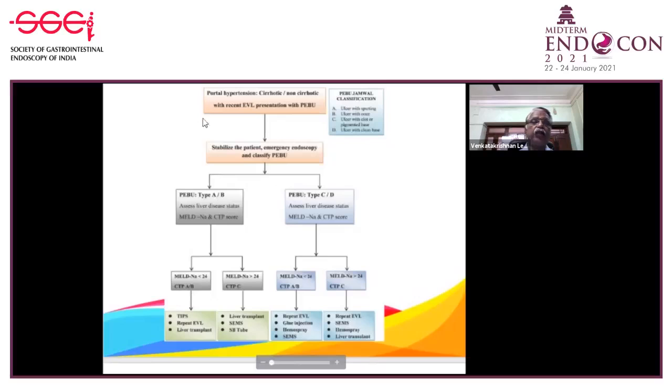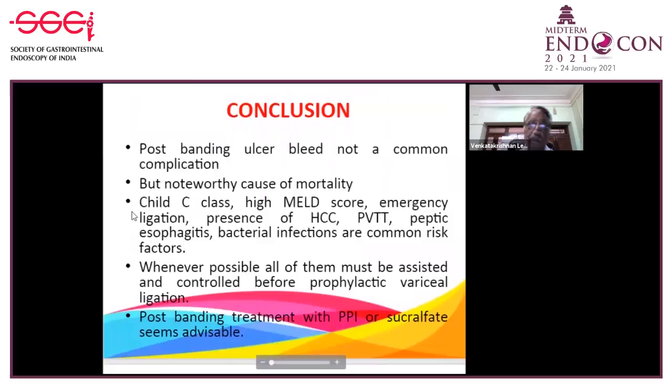So this is an algorithm which has been proposed by the ILBS group led by Professor Sarin and Kapil Jamwal's paper. Conclusion: post-banding ulcer bleed is not a common complication. It occurs anywhere between 3.6 to 11%. But it's a noteworthy cause of mortality, because the mortality is anywhere between 13.5 to 52% in the first 5 days and reaches about 14 to 20% in 6 weeks. Child class C, high MELD score, emergency ligation, presence of HCC, portal vein tumor thrombus, peptic esophagitis, and bacterial infections are common risk factors. Whenever possible, all of them must be assessed and controlled before prophylactic variceal ligation.